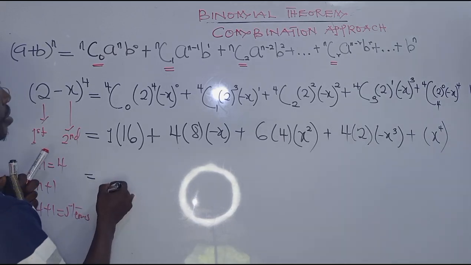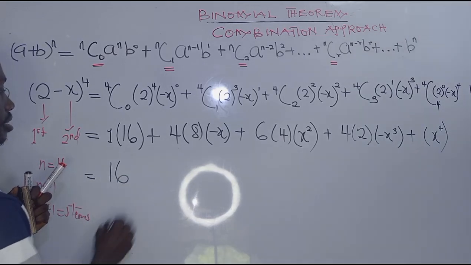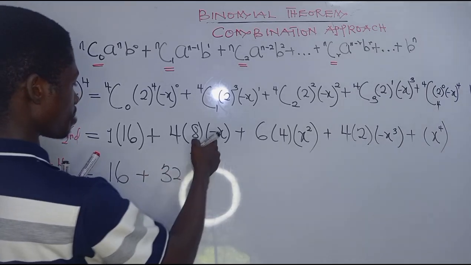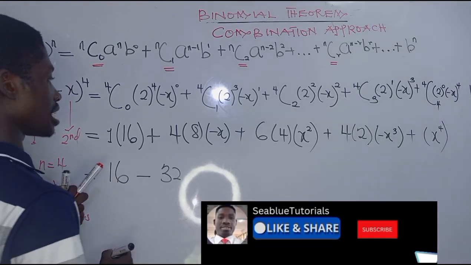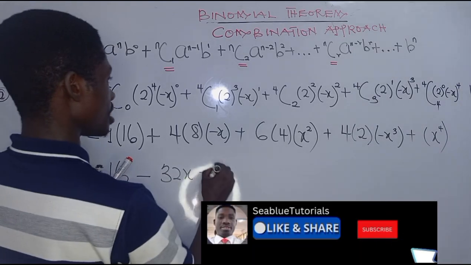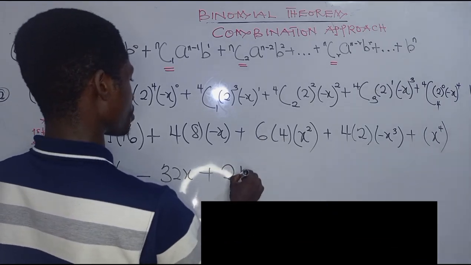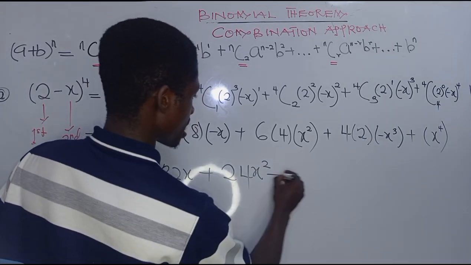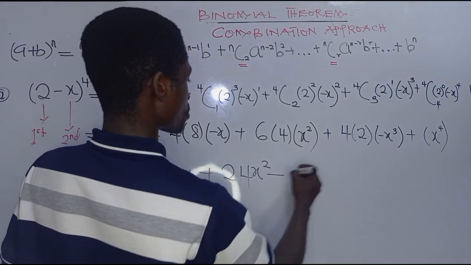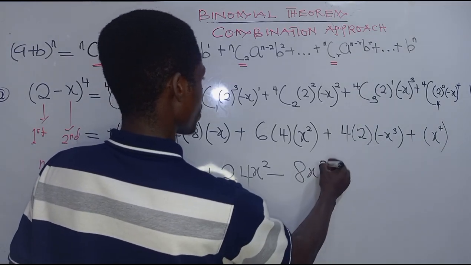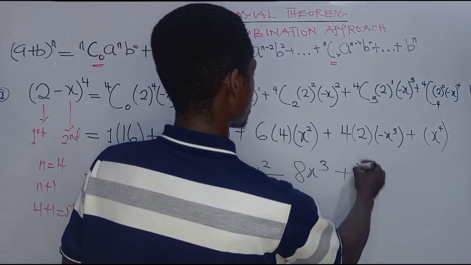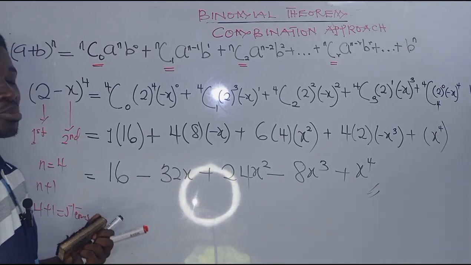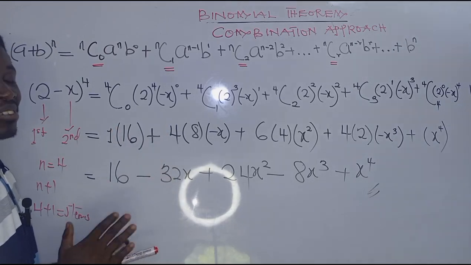Let's do the algebra and then let's see. 1 times 16 will give you 16. Plus 4 times 8 gives 32. So we have 32. There's a minus x here, so it will be at this very place. Then we have x. Then we have plus 6 times 4, which is 24. X power 2. And then we have minus. So the minus will come to this very point. 4 times 2 gives us 8. X power 3. And then we have the last one, x power 4. Very, very easy and simple. Using the combination approach, very, very easy.